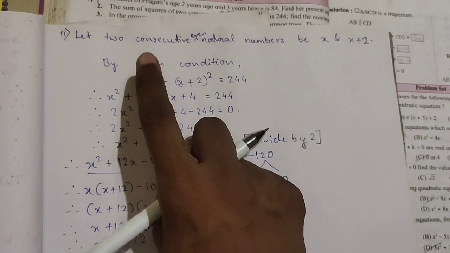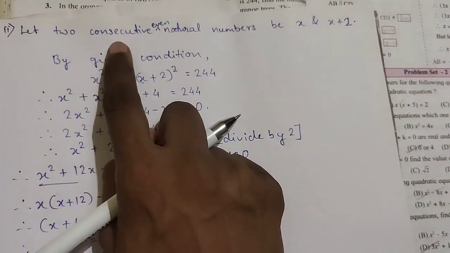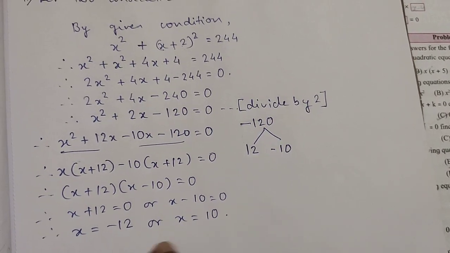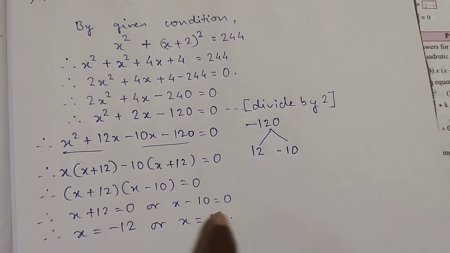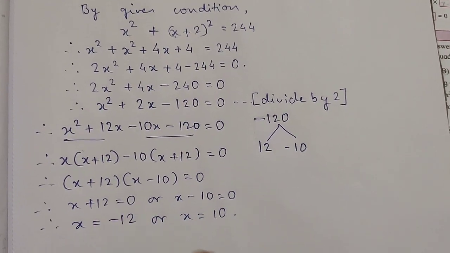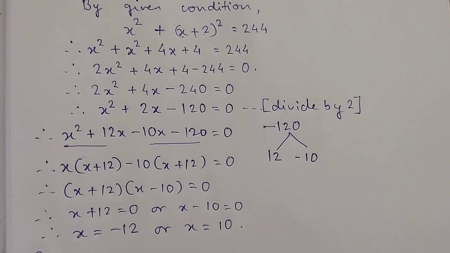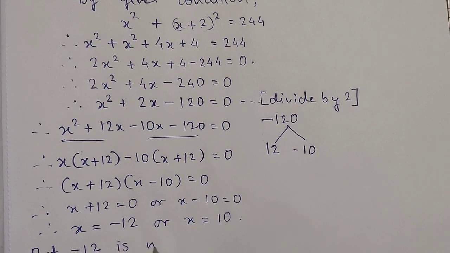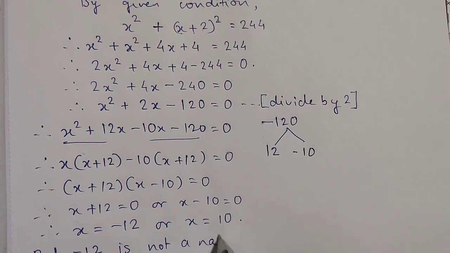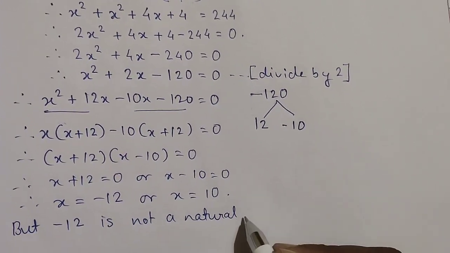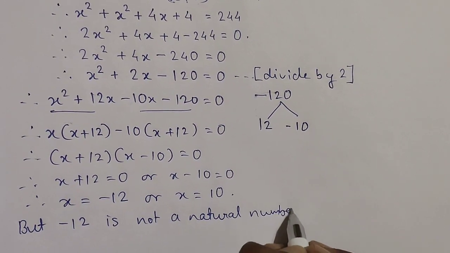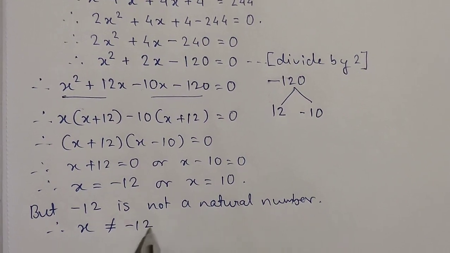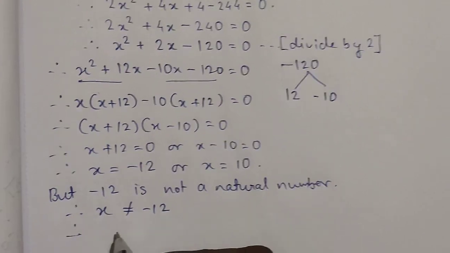And what is here? Two consecutive even natural numbers. So both the numbers are even, but which one is natural? This one. This one is not natural. But minus 12 is not a natural number. You know natural numbers start from 1. So this is not a natural number. That means your minus 12 value is wrong. That is, x is not equal to minus 12.